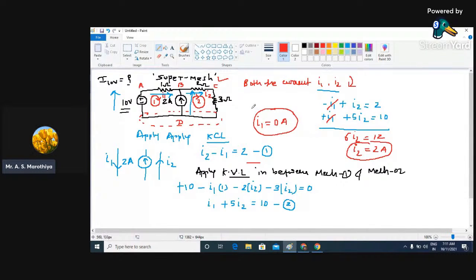That means the value of current flowing through mesh 1 is going to be 0 ampere. What does it mean? That means this particular voltage source is not going to supply any sort of current in mesh 1. This is very important, and this is what we need to find out. That means the value of current supplied by this 10-volt voltage source is 0 ampere.